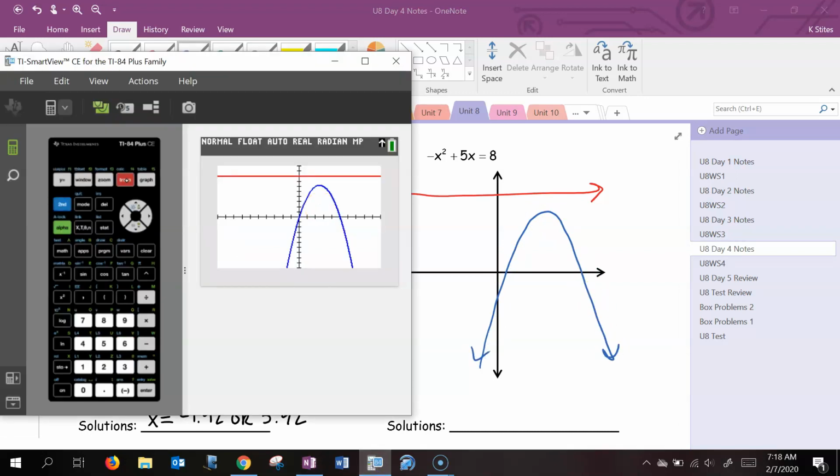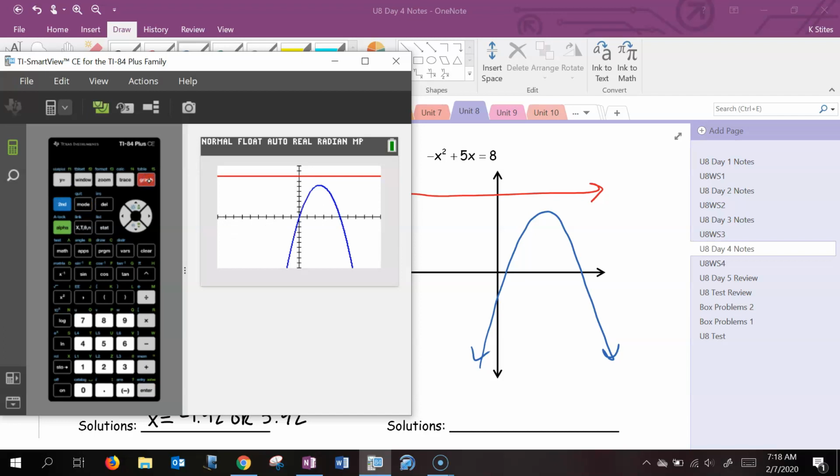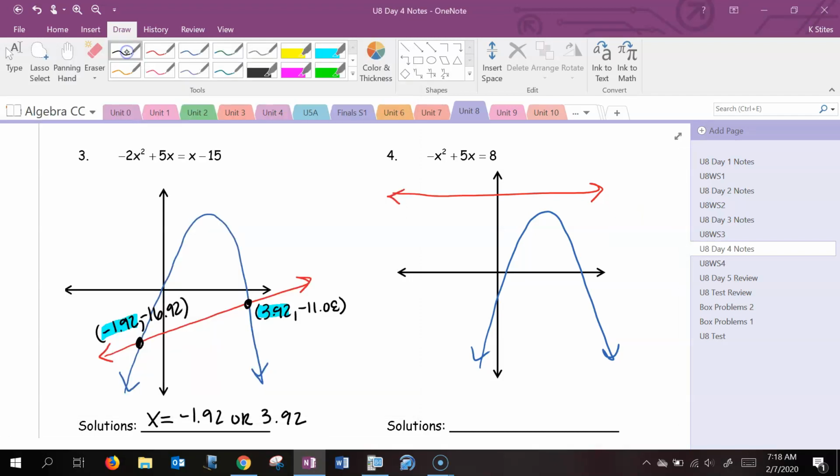So look, if I try to do my second trace 5, enter, enter, enter, I'm getting an error because there is no intersection. So you have probably said in your head by now, oh, this means no solution. And you would be correct. There is no solution because there are no intersection points.